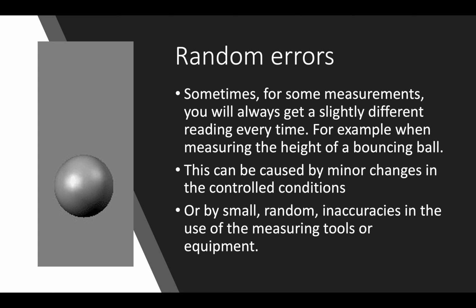Depends on the actual experiment that you're doing, the measurement that you're taking. But if you imagine a situation such as a bouncing ball, then every time that ball bounces, even ignoring longer term effects such as the fact it's losing energy, every bounce is going to be slightly different. Every measurement is going to be slightly off. Minor changes in the controlled conditions, minor but random inaccuracies in your measurement, all these contribute to the random errors.